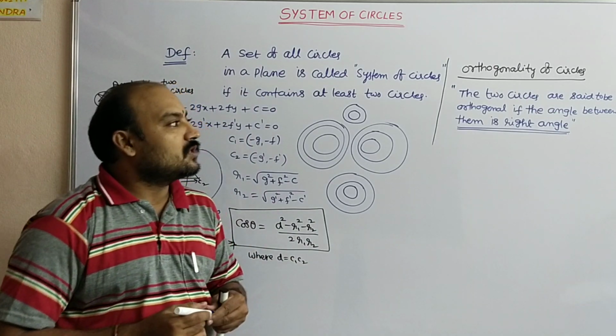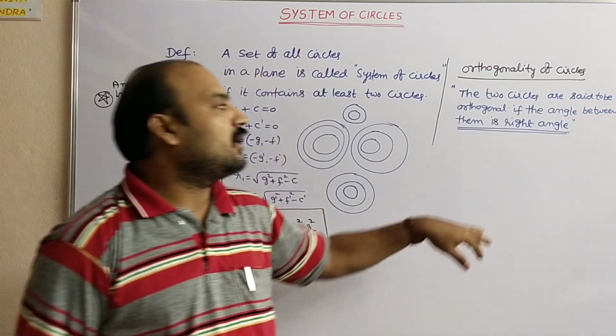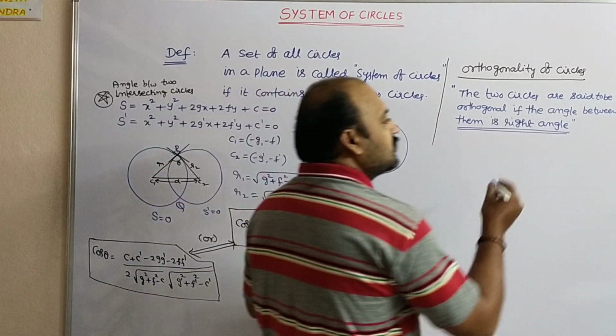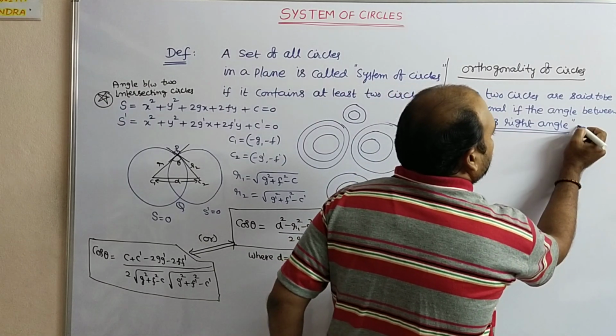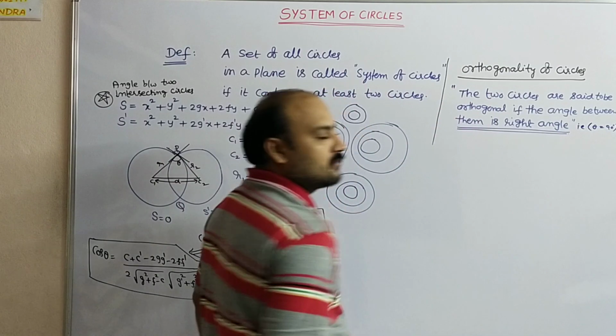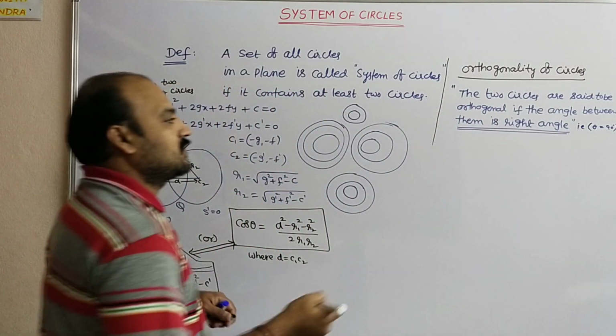The two circles are said to be orthogonal if the angle between them is a right angle. That is, theta equal to 90 degrees. Now, the condition for orthogonality of two circles.